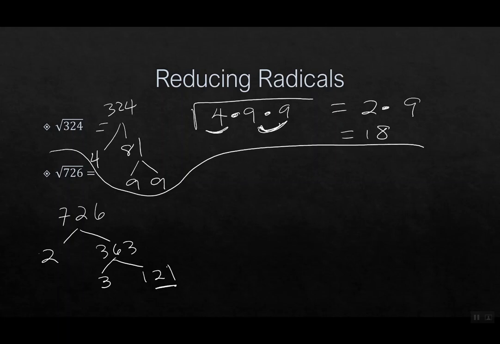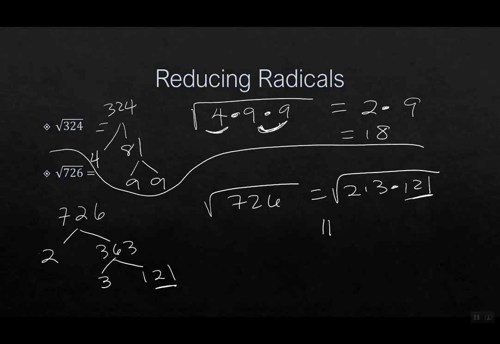Now 121 was one of those numbers on our list of perfect squares. It is 11 squared. So if I'm thinking about this 726, I have that this is the square root of 2 times 3 times 121. Square root of 121 is 11. I'm going to bring that forward and leave the 2 times 3, which is 6.